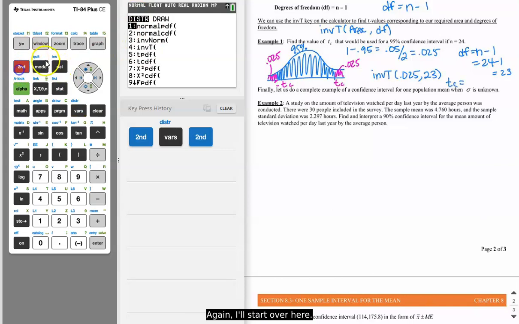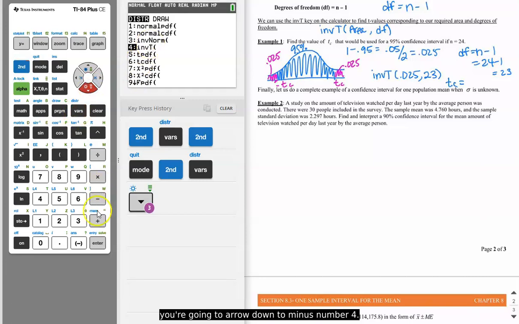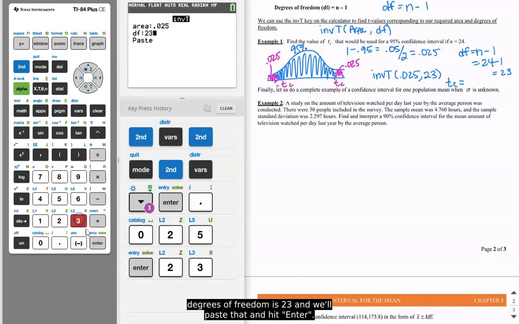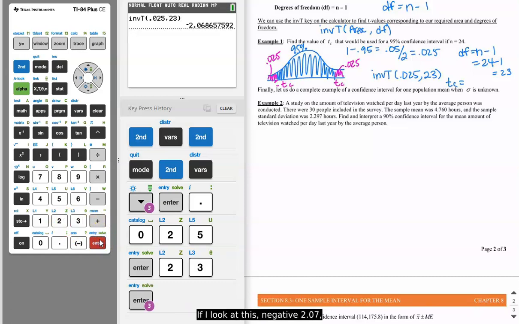So again, I'll start over here. You hit second and bars, and arrow down to number 4. It's going to ask you the area, so 0.025. Degrees of freedom is 23. We'll paste that and hit enter. So I get negative 2.07. It doesn't really say where to round, so round accordingly. But usually if it's just asking for a critical value, we want to write it as a positive. So 2.07 is going to be my critical value.